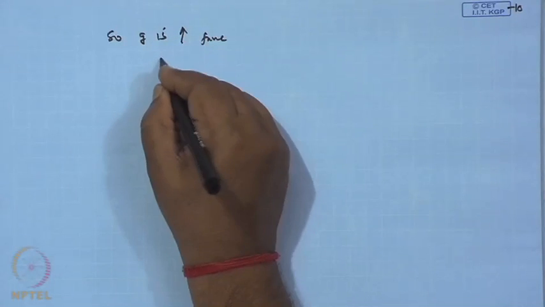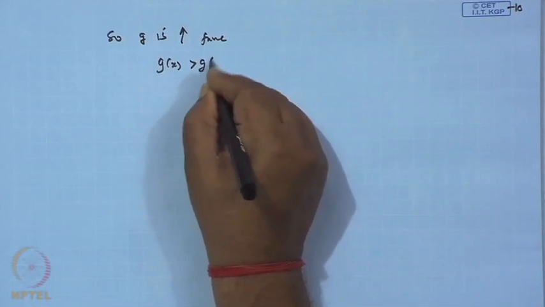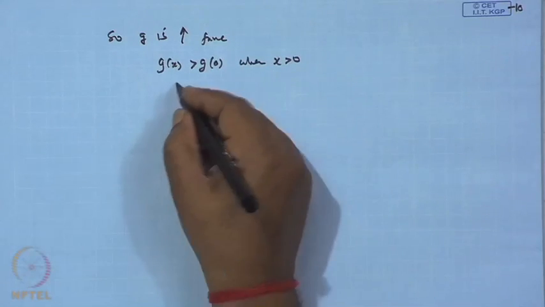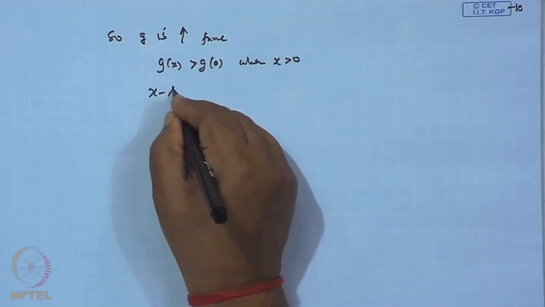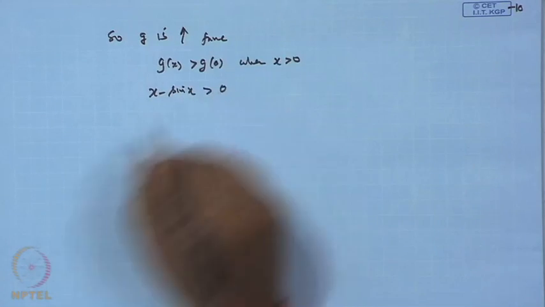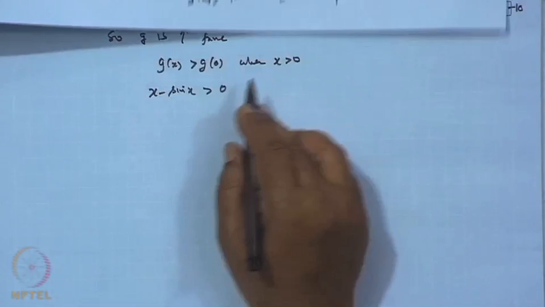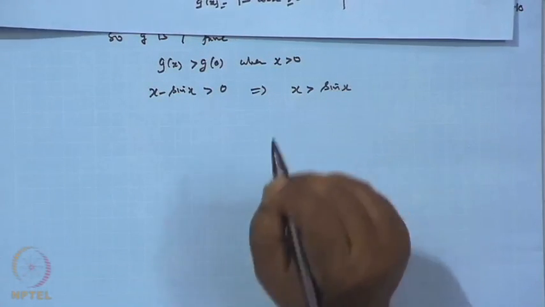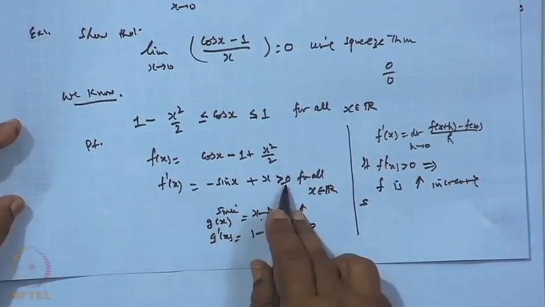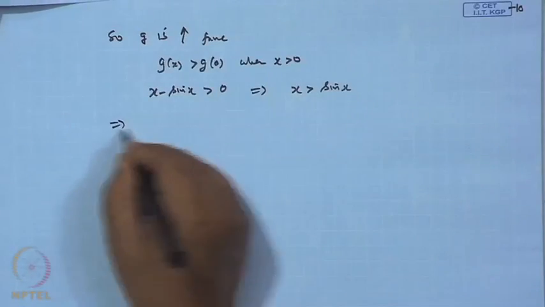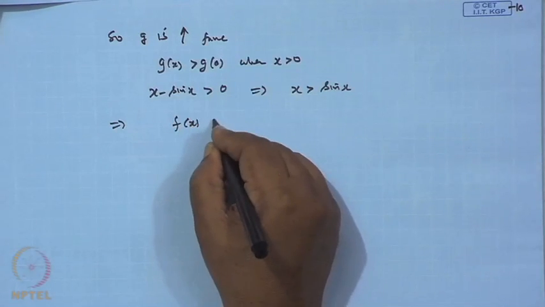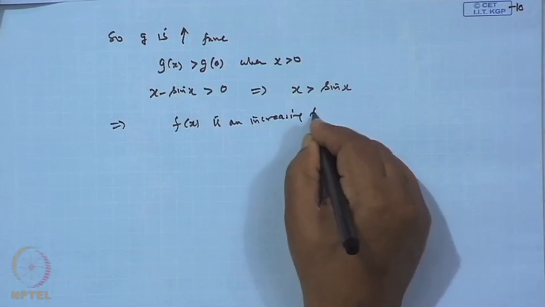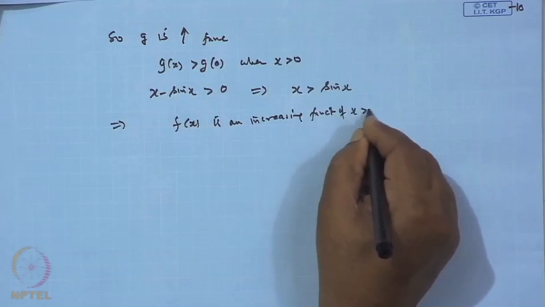Once it is increasing, the value of g will be greater than g of 0 when x is greater than 0. So, when x is greater than 0, we get x minus sin x is greater than 0, because the functional value g of 0 is 0. This implies that x is greater than sin x. It means sin x will always be less than x. So, this is greater than 0, and this implies the function f is an increasing function of x when x is positive.